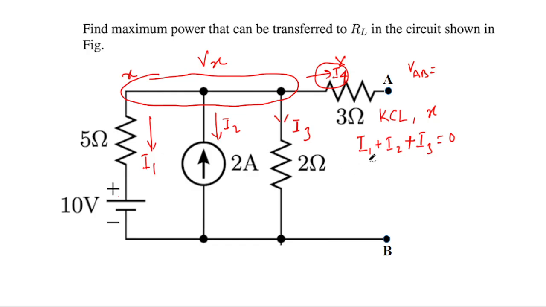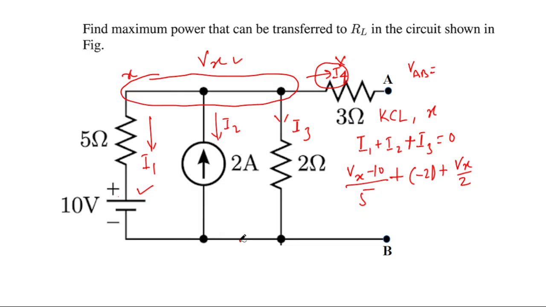So for the value of I1, the potential here is Vx and the potential there is 10, so I1 will become (Vx minus 10) divided by 5. Voltage divided by resistance is the current. Plus I2: the 2 ampere current source is not leaving the node but entering the node, so we mark it as negative. So it is plus minus 2 ampere, plus I3. I3 will be Vx divided by 2.